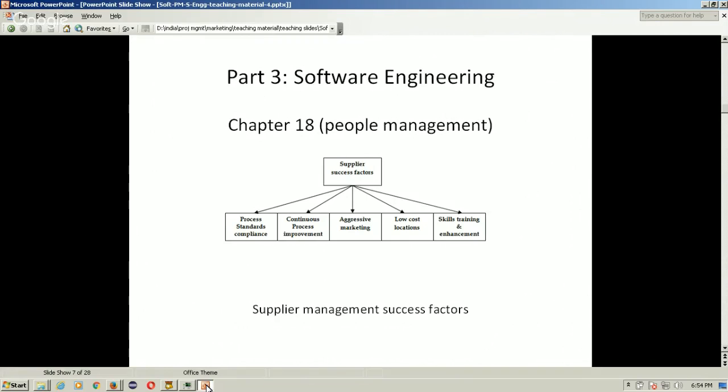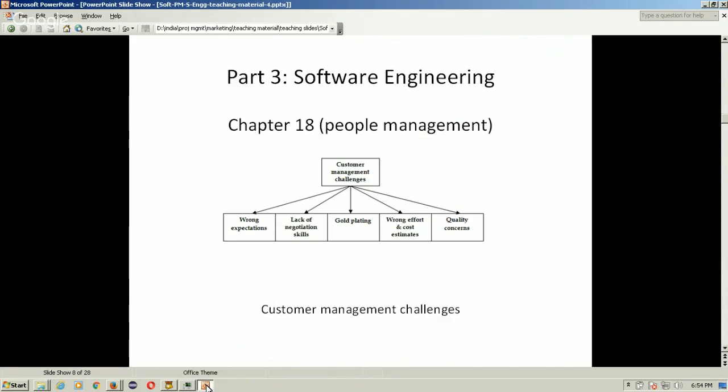Then skills training and enhancement. The supplier must ensure that its people should have appropriate training, and ongoing training can be a possibility for people who want to learn and update their skills.